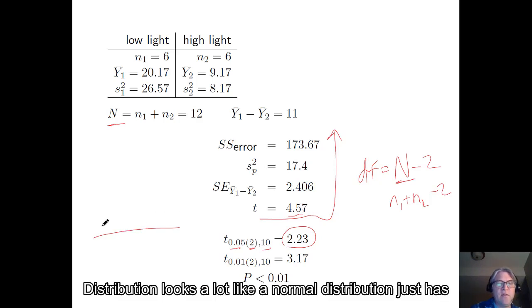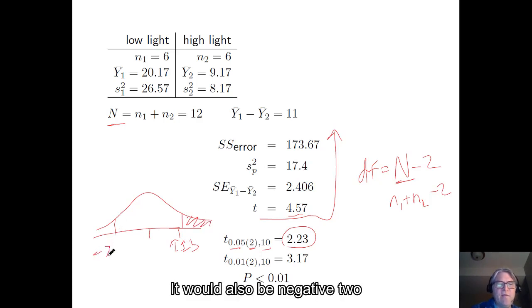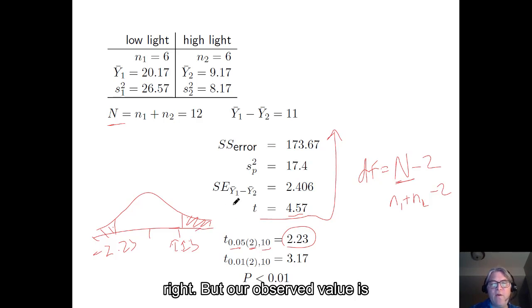Remember, the t-distribution looks a lot like a normal distribution, just has fatter tails. So 2.23, sorry, that's terrible handwriting. That denotes the 5% tail, and it would also be negative 2.23, right? But our observed value is 4.57, even further out here.